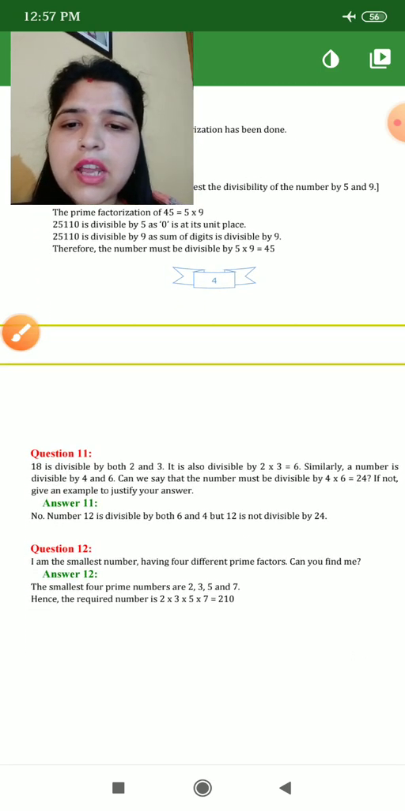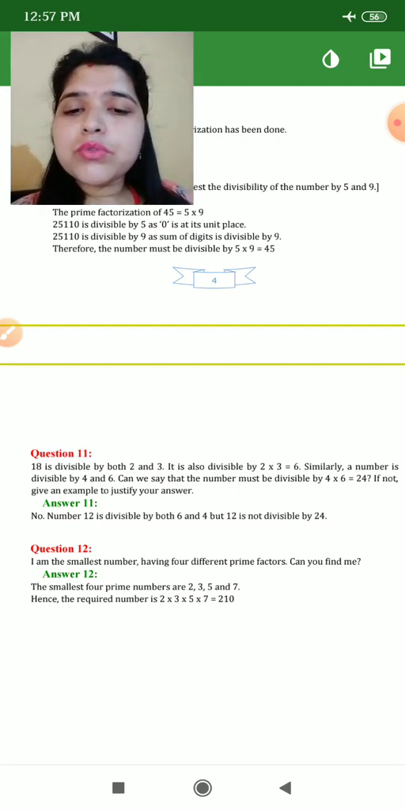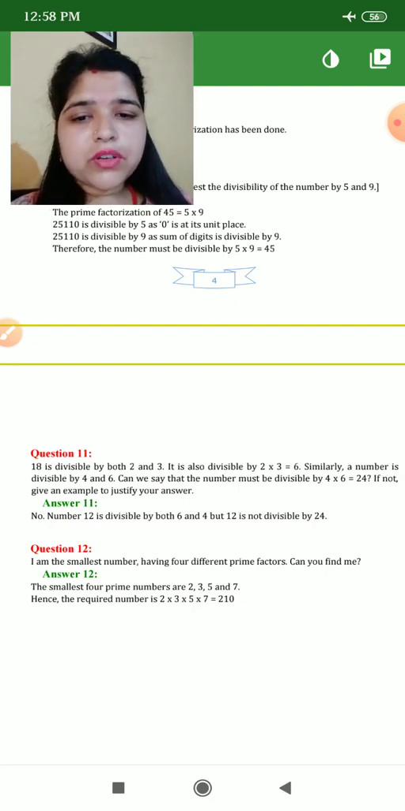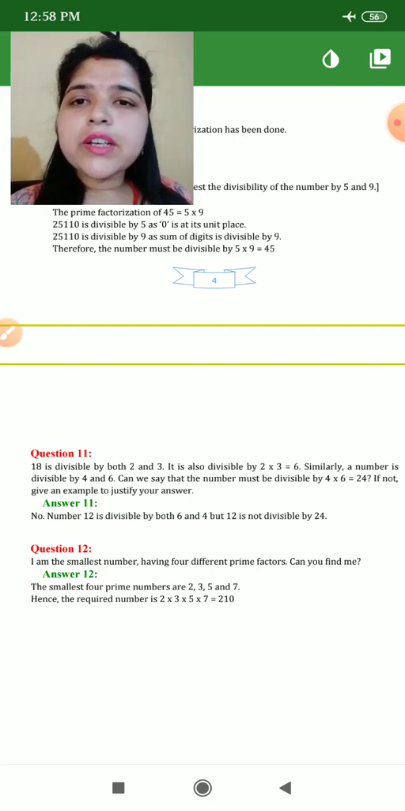Same way you can see the last question. I am the smallest number having 4 different prime factors. Can you find me? It is saying I am the smallest number and I have 4 different prime factors. Any 4 smallest prime numbers you take, starting from 2, 3, 5 and 7. Hence the required number, because it is asking for the smallest number, you can take the first prime numbers. You have to find the 4 different prime factors. So first take the smallest 4 prime numbers, that is 2, 3, 5, 7, and find their product. So just simply multiply them. Whatever answer you get, that will be the number with all these prime factors.